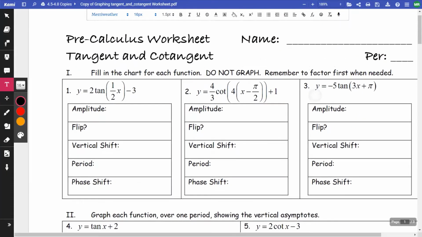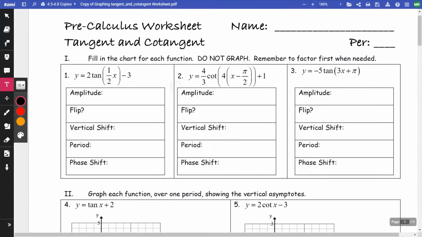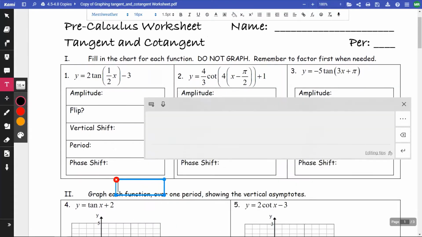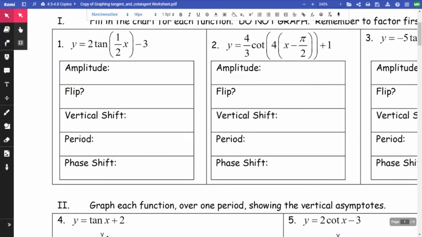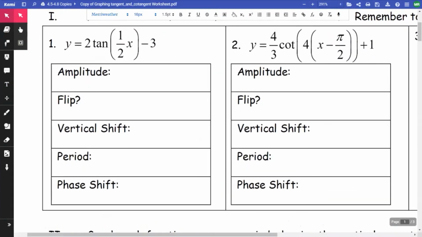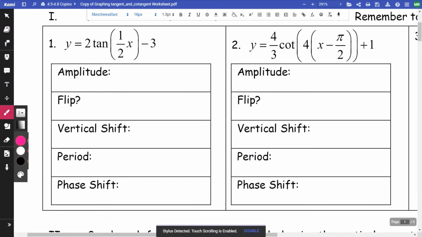So this video is on Integrated 2, and this is the tangent and cotangent homework. On this first one, what we are doing is trying to find just the pieces, not graphing it. So for this, the amplitude is going to be 2.